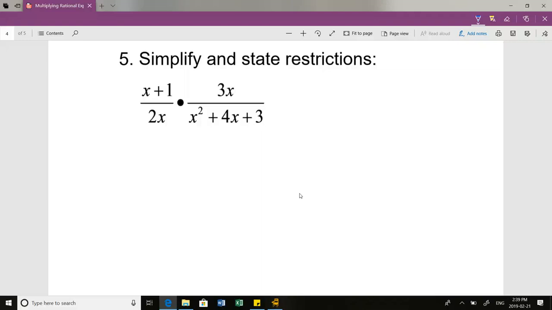Okay, so first things first, we are going to factor and common factor as much as possible. Okay, so I don't think there's anything that we can do to anything other than the bottom right denominator. I can find two things that multiply to 3 and add to 4. 3 and 1.